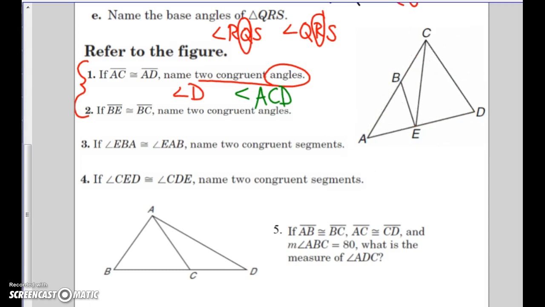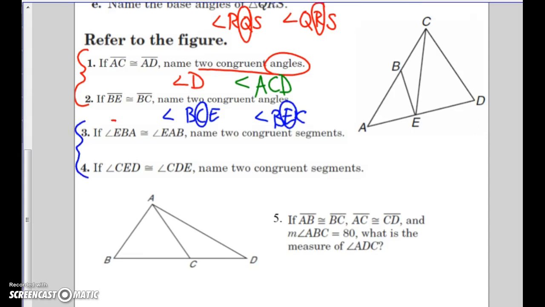So BE is congruent to BC. What two angles are going to be congruent? These two here. Angle BCE and angle BEC. Remember, the vertex is in the middle, correct? Yes, ma'am. Good.